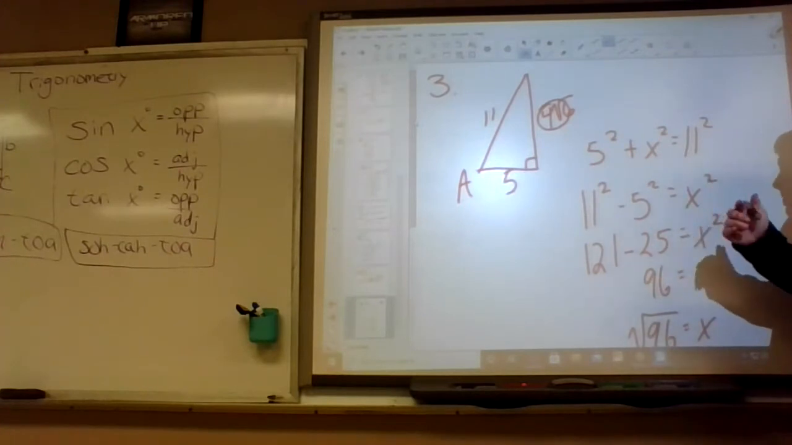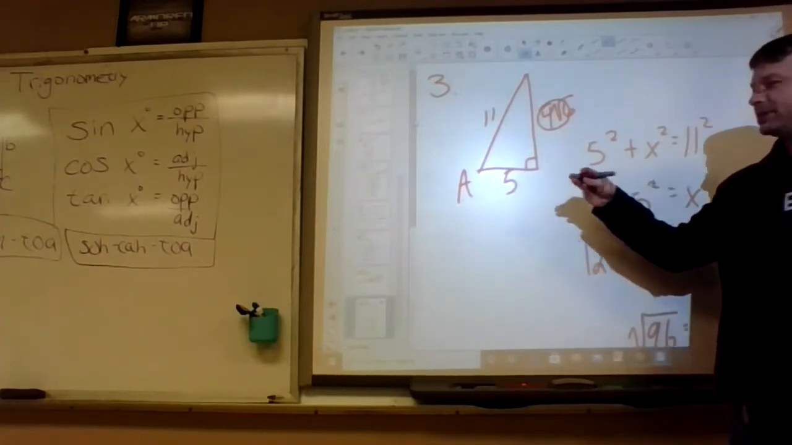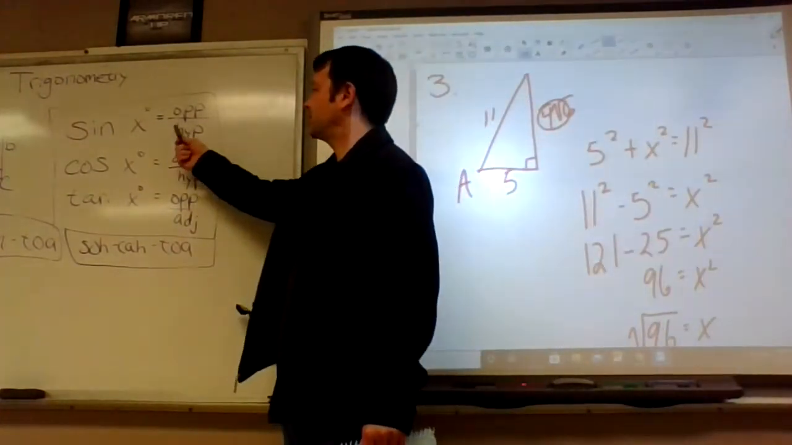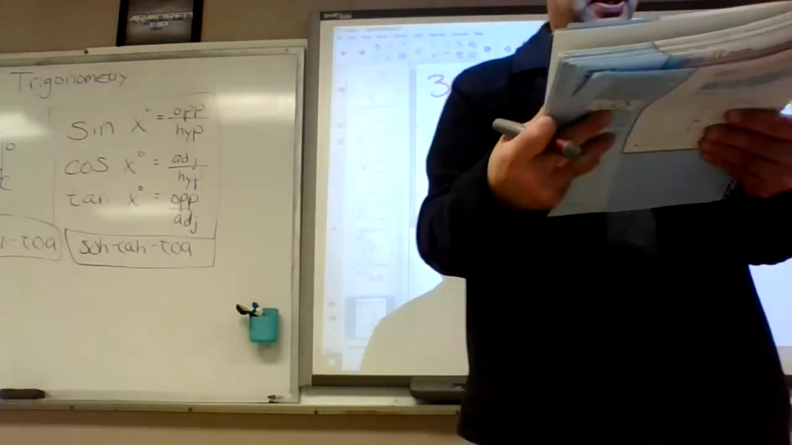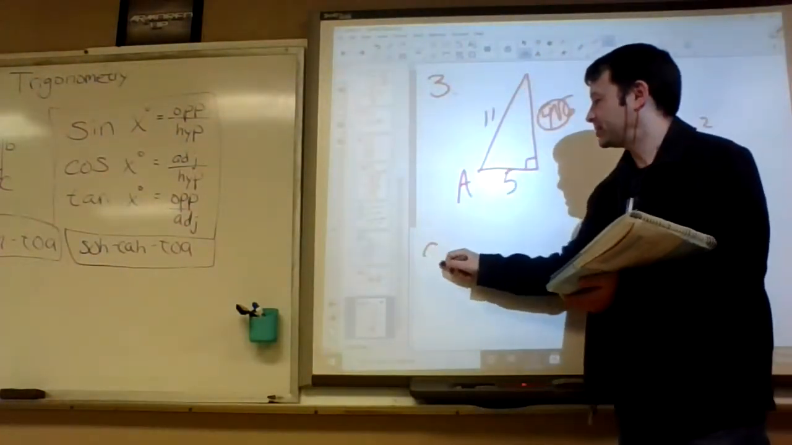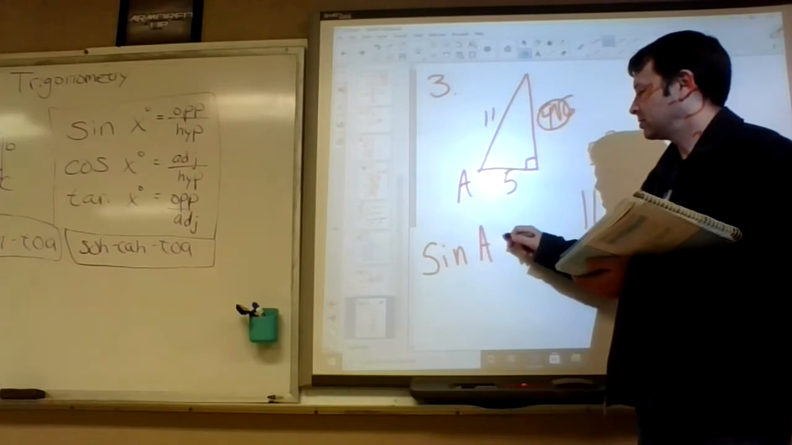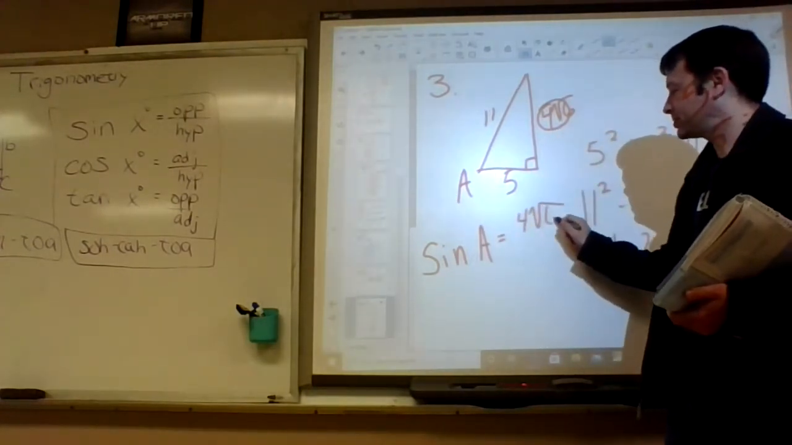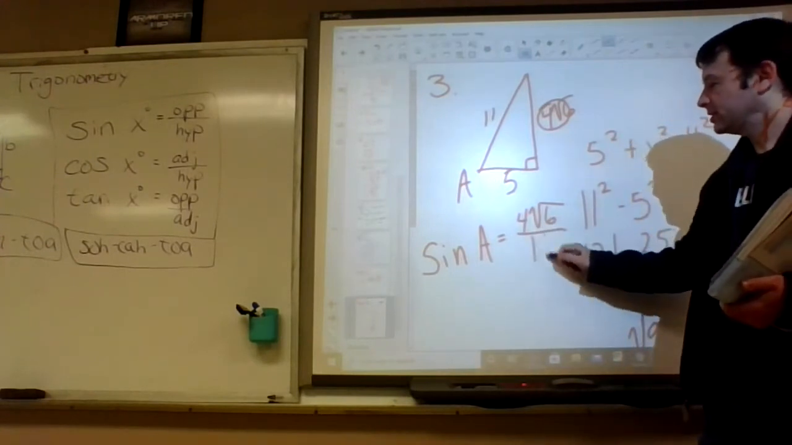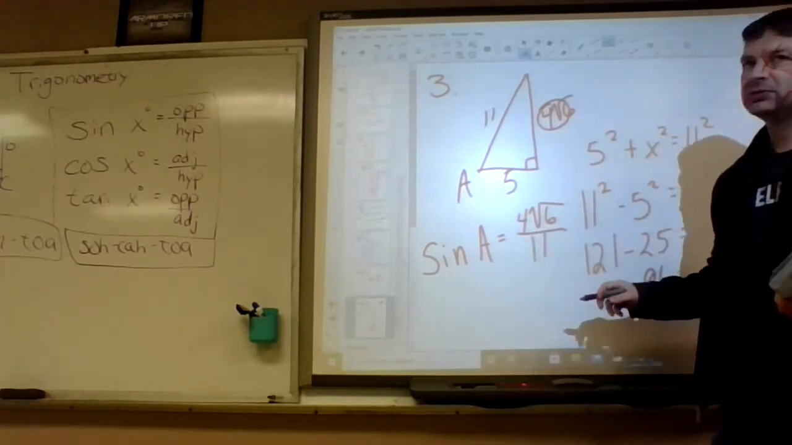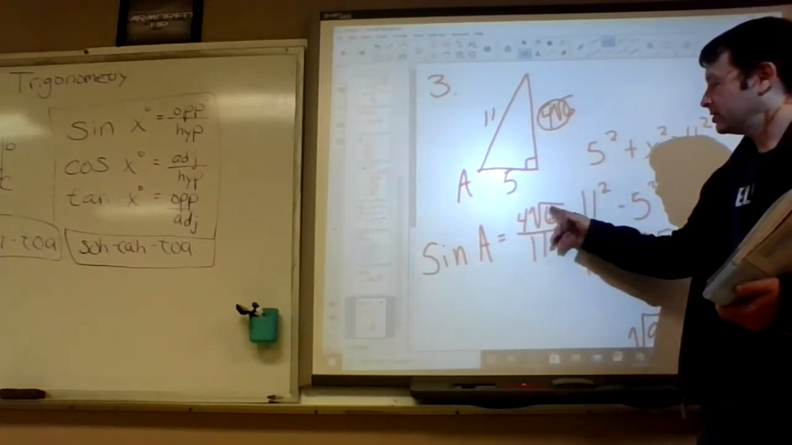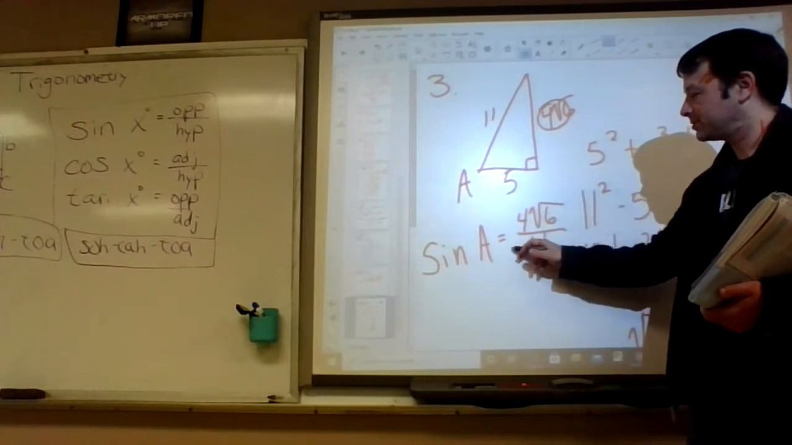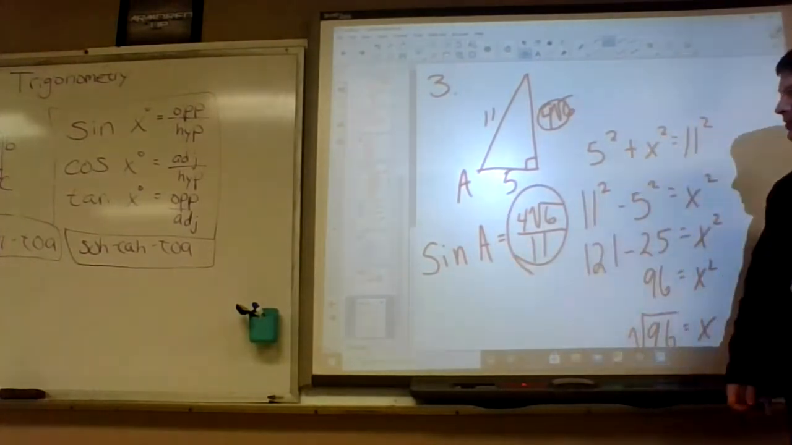Joseph, back to you. What's the opposite of angle A? Sorry, we were doing sine of A, right? Yeah, sine of A. What's the opposite of angle A, Joseph? Yeah, 4 square root of 6. And what's the hypotenuse? 11. Does that simplify? No, thankfully not. We already simplified the square root, and 4 and 11 don't reduce, right? So that's it.